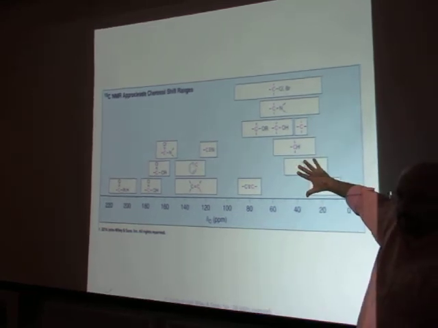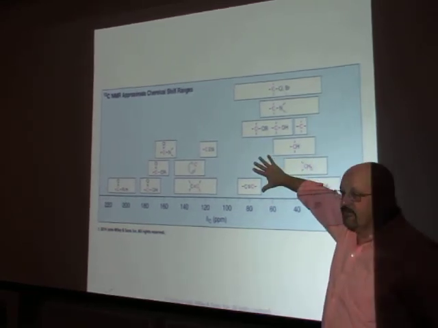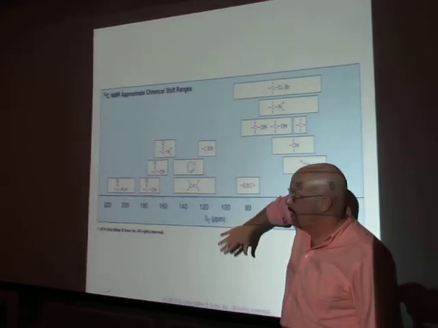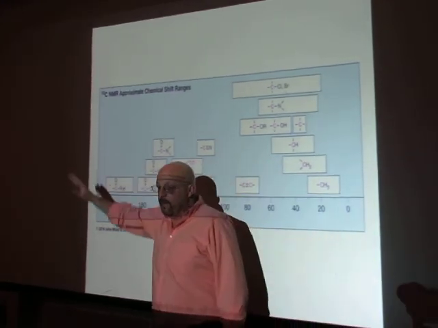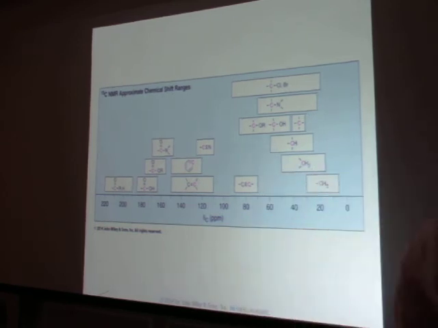sp3 with an electronegative atom gets shifted a little bit. sp, sp2, and then the carbonyl sp2s furthest down there. Know that.